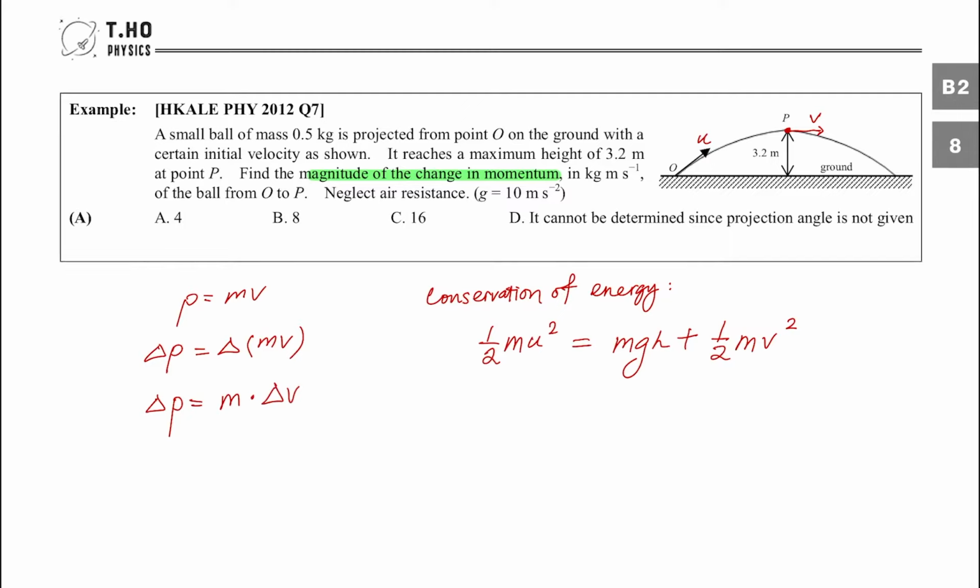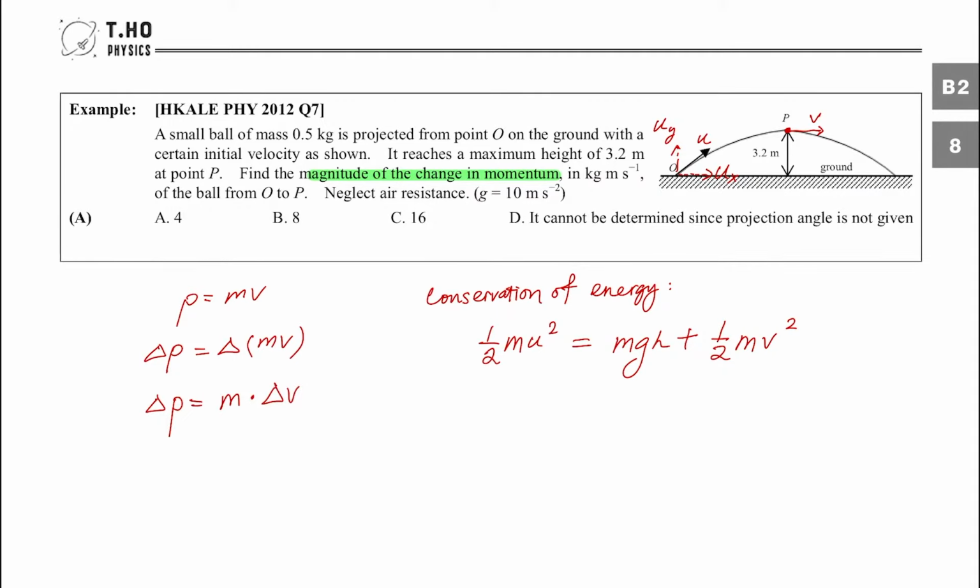Don't forget one thing: for the initial velocity, we can also resolve the initial velocity into its horizontal component, ux, and vertical component, uy, respectively. One more thing is that because we know the horizontal motion is a uniform motion, ux and v are basically the same. We can write that down.